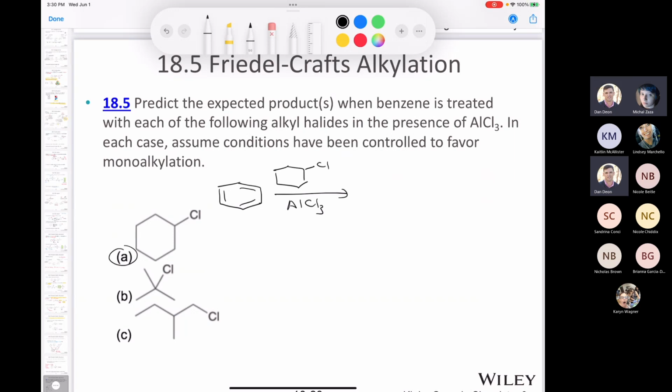Well, what's the intermediate that you're going to form? You would end up forming the cyclohexyl carbocation. Is that going to undergo a rearrangement? Could anybody answer that? Would that be a yes or a no? Would this undergo a rearrangement?